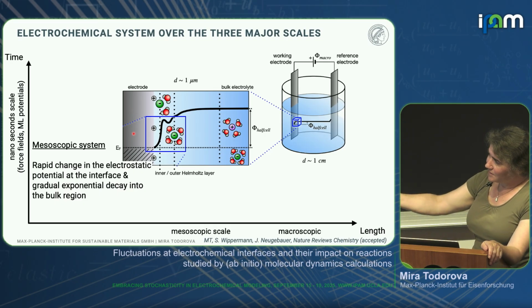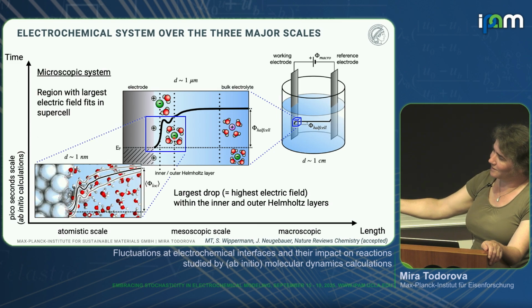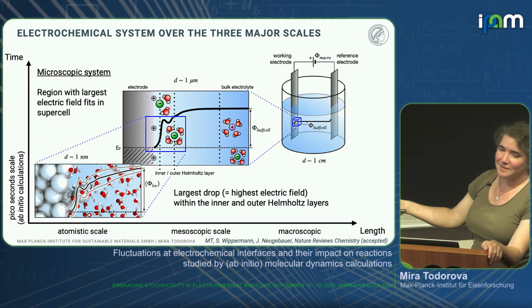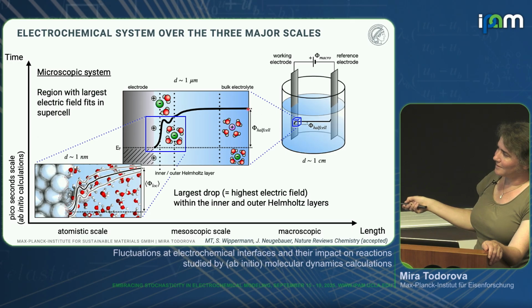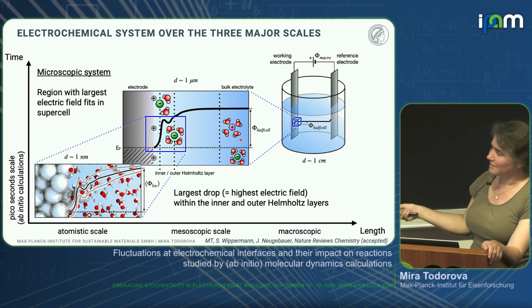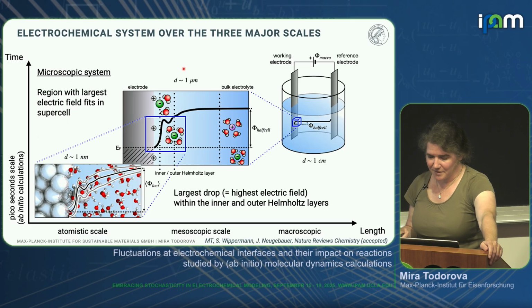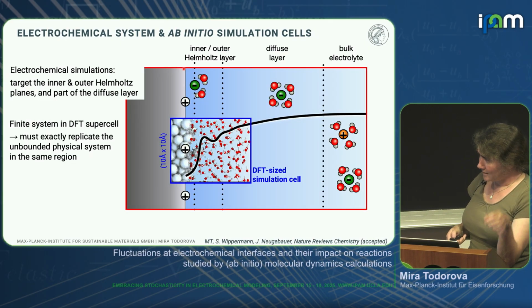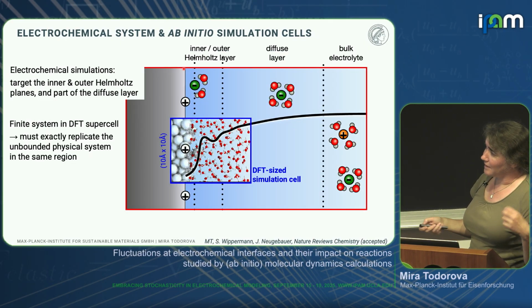Of course, my DFT cell will be much smaller, and so I will capture only this kind of small part here. And so the question is, how do I describe within this system something that will then correspond to this system and eventually to this system? So how do I get this? And this is what I would like to discuss in the next few slides.